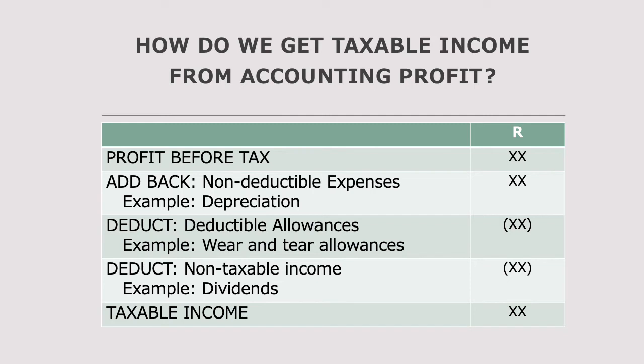So that means we cannot have dividend income sitting in our amount for taxable income. But dividend income is sitting in profit before tax. And because it is an income, it would have been added. So in order to get rid of the effect of this dividend income, we then go and deduct it. By taking your profit before tax, adding your non-deductible expenses, deducting your allowances, and deducting your non-taxable income amounts, that then gives you taxable income.